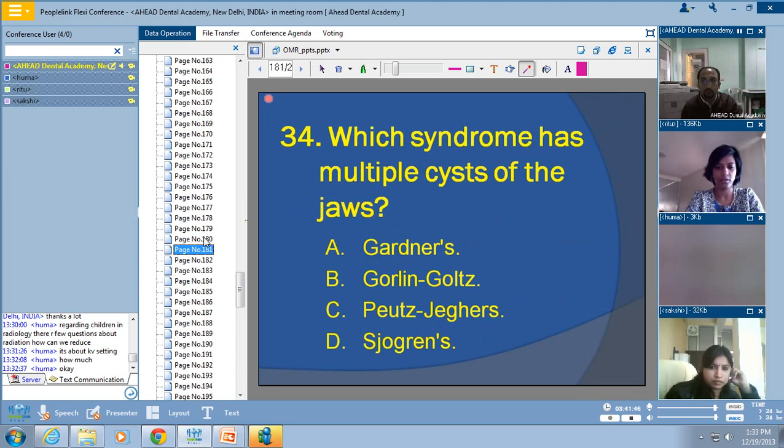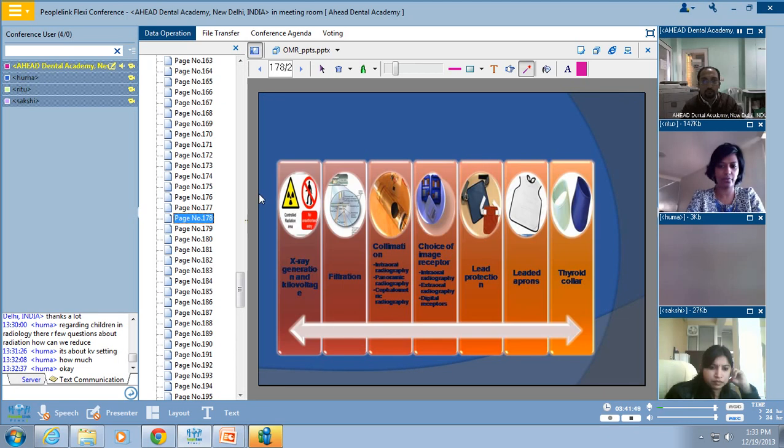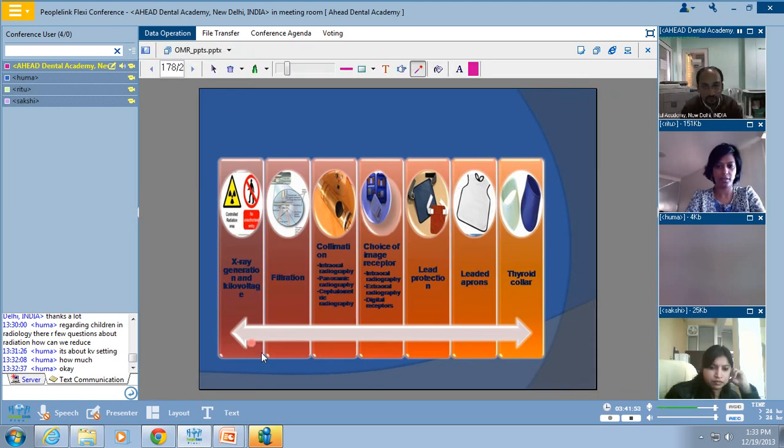I think this is the slide which I was about to show you. X-ray generation and kilovoltage. I think this is what you would like to ask. You are asking, no? Filtration, collimation, choice of image receptor. The word digital receptor is coming over here. This is the one which is important. Lead barrier, leaded apron, thyroid collar.